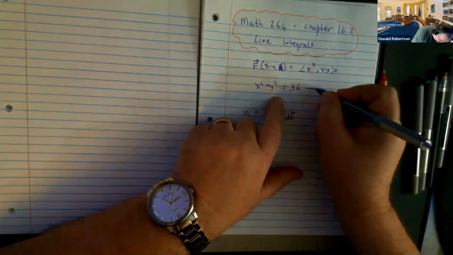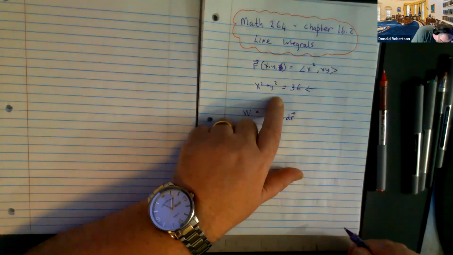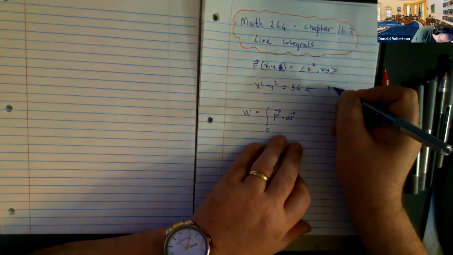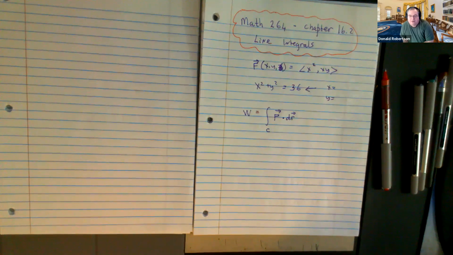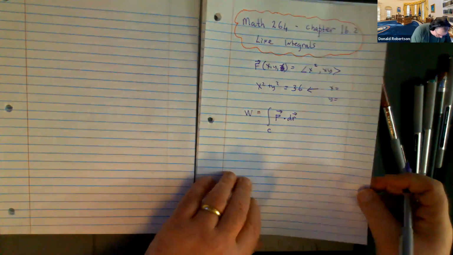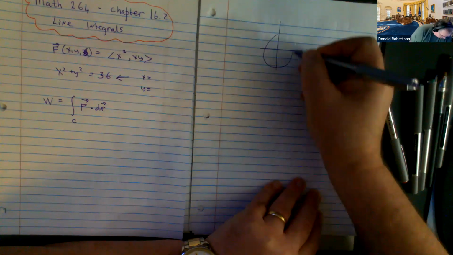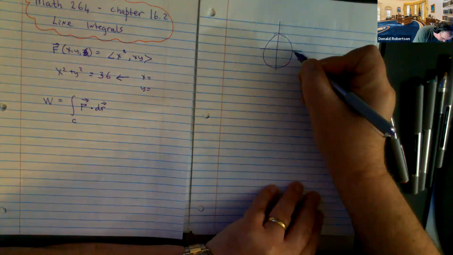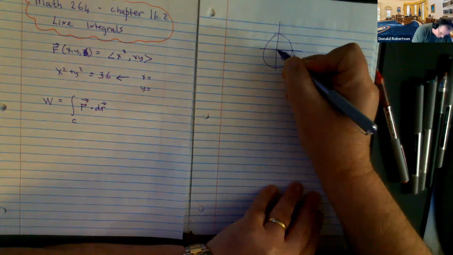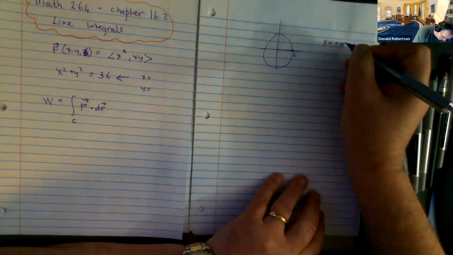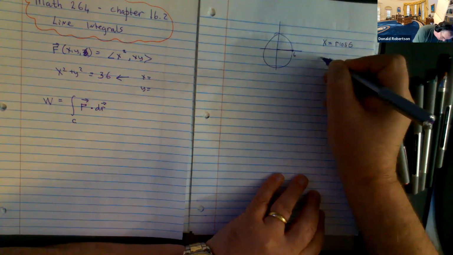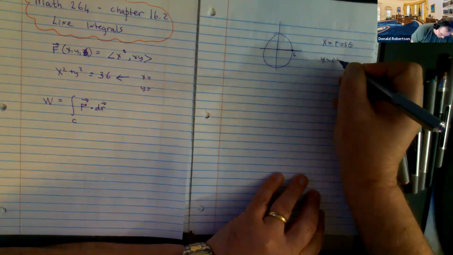But to get the work done, I need to find the line integral of F dot dr, which means I have to take this circle and rewrite it in its parametric form, in terms of t. So let's do that as a side issue. If you take a circle like that, would you agree its radius is 6? And wouldn't x equals r cos theta and y equals r sine theta be a natural starting point?